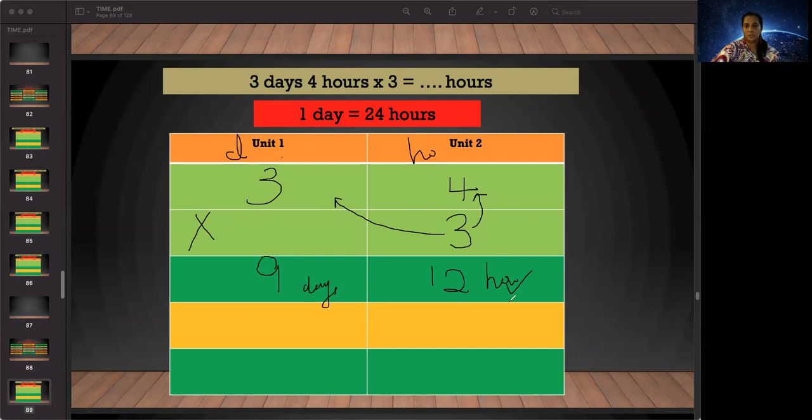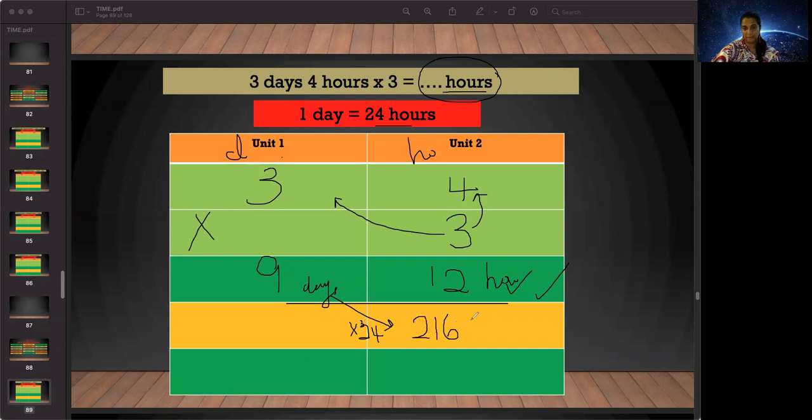Now, since 12 is less than 24 hours, we have the option of leaving our answer like that. However, the question requires us to answer just in hours. So 9 days has to be converted to hours. You multiply by 24. 4 times 9 would be 36. Take your 3 up to the next house. 2 times 9 is 18, 18 plus 3 would be 21.